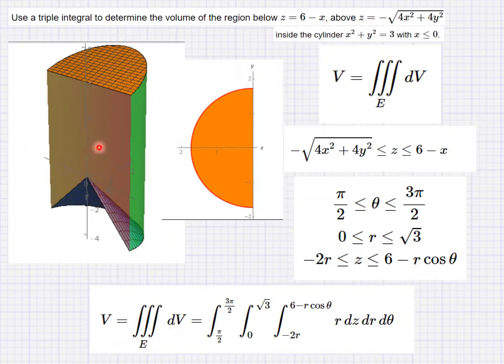The z's are between, again, this plane and this cone, okay? And the outside of it is this cylinder, this circle, okay? But only half of the circle because the x value is less than 0. It's a circle of radius root 3 because this is r squared, so root 3.